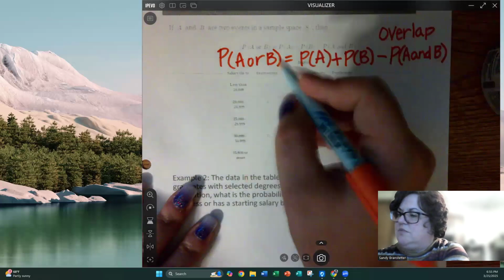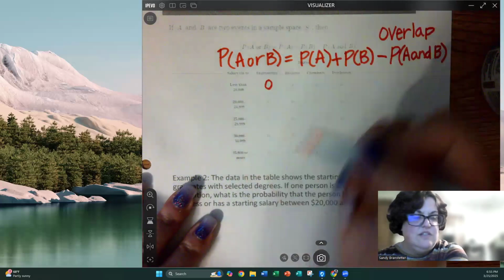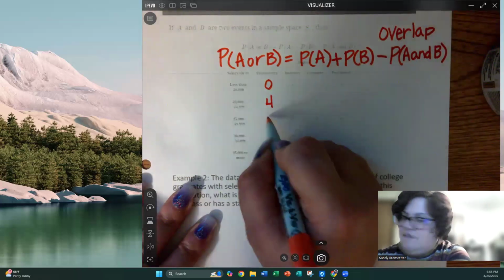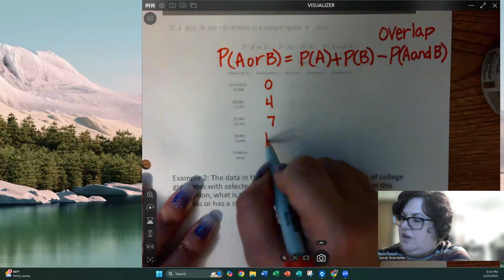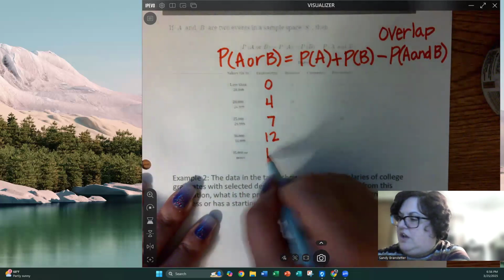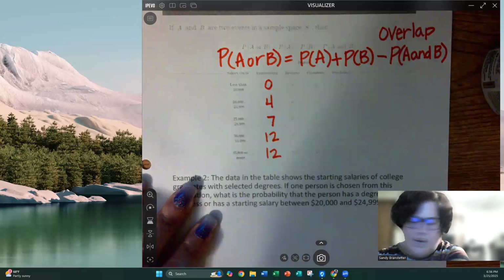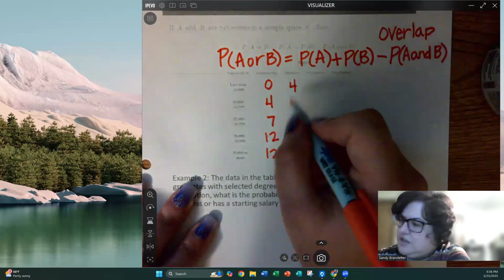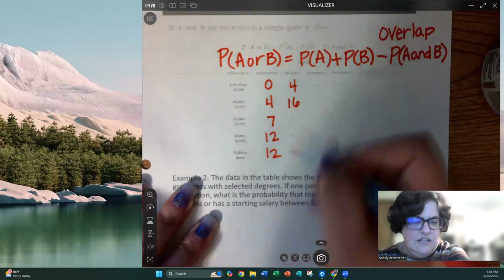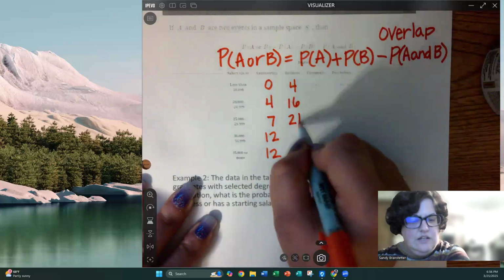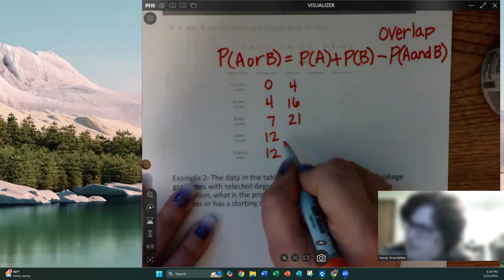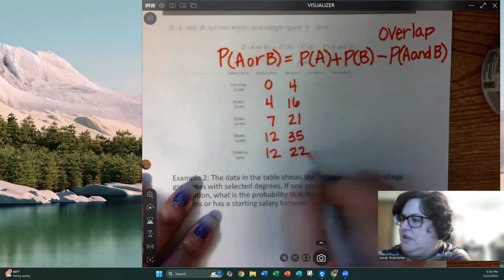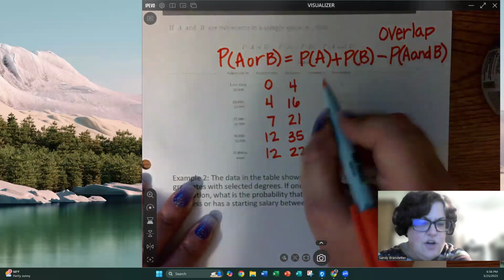So I'm going to give you some numbers here. So this is going to be 0, then 4, 7, 12, and 12. I hope you are taking notes and writing these things down. This one's going to be 4, 16, 21, 35, and 22.